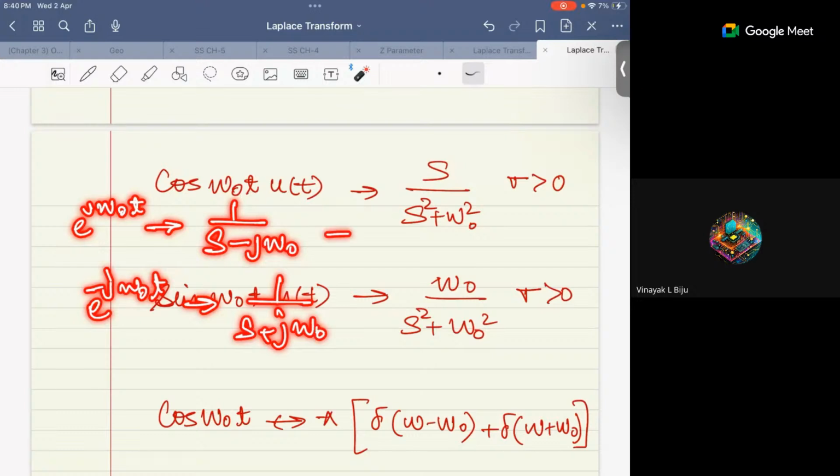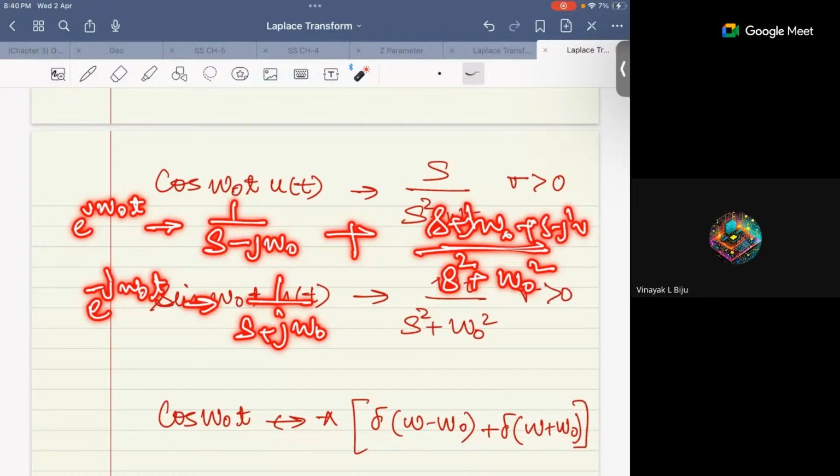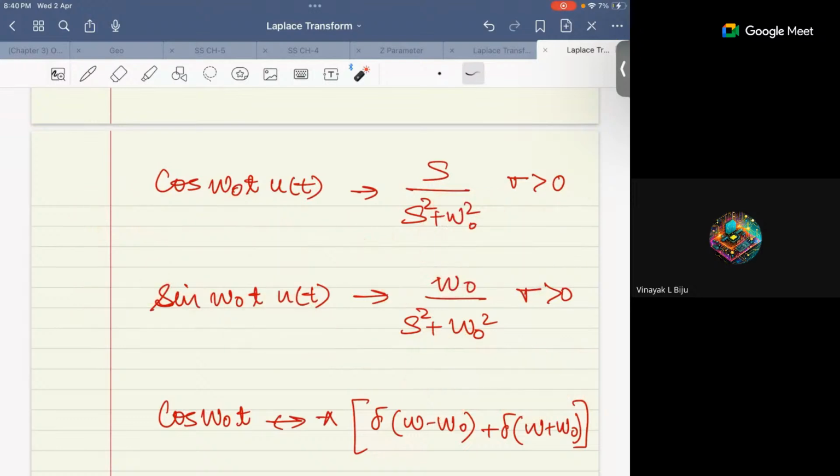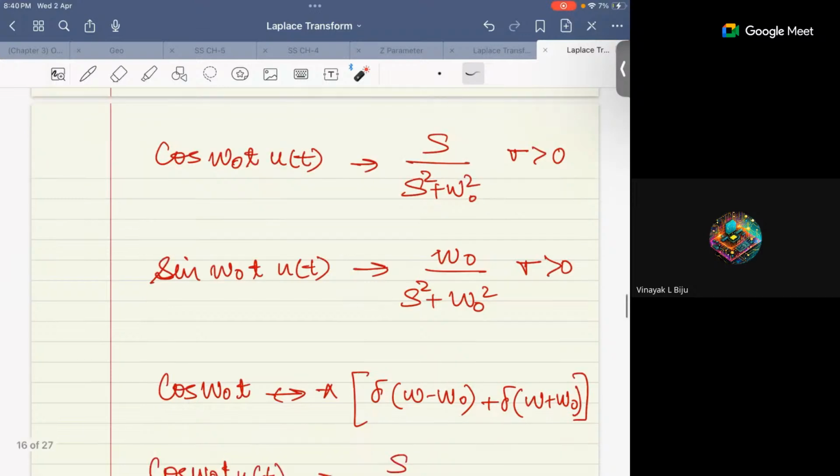Correct? You just add both. What will you get? The denominator is s square plus omega naught square. In the numerator you get s plus j omega naught and s minus j omega naught, so the imaginary terms get cancelled. You are left with 2s upon 2 times s square plus omega naught square. The 2 cancels, and you are left with s upon s square plus omega naught square. Is this clear? This is how you calculate the Laplace transform for the cos signal.